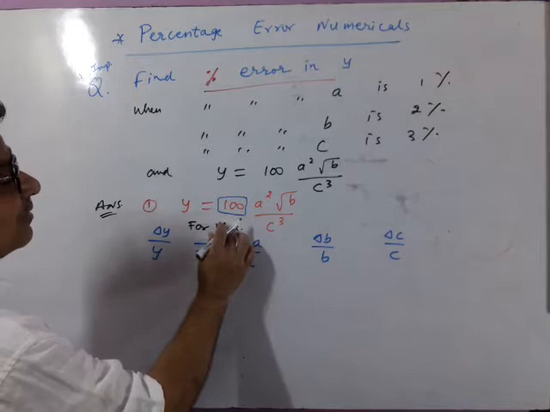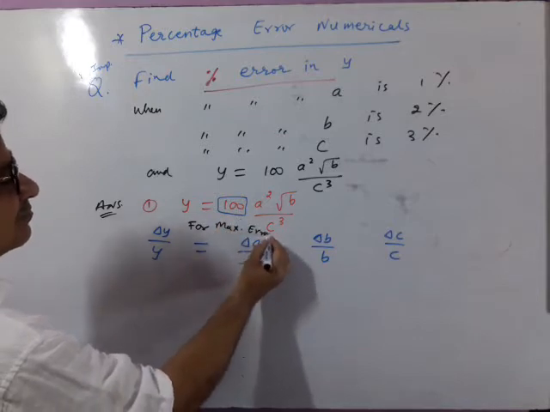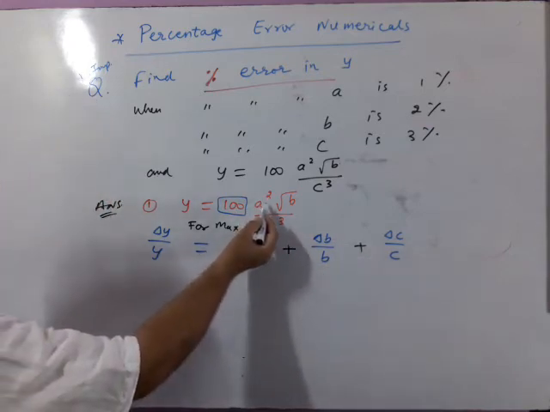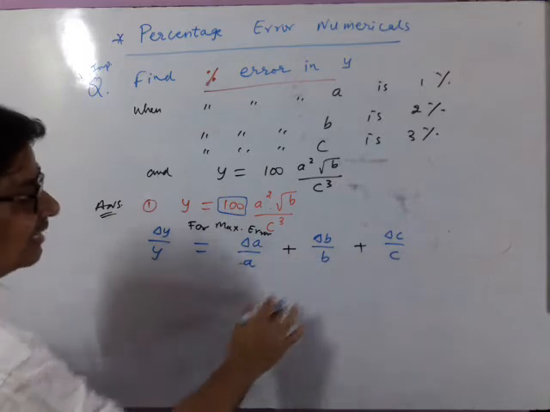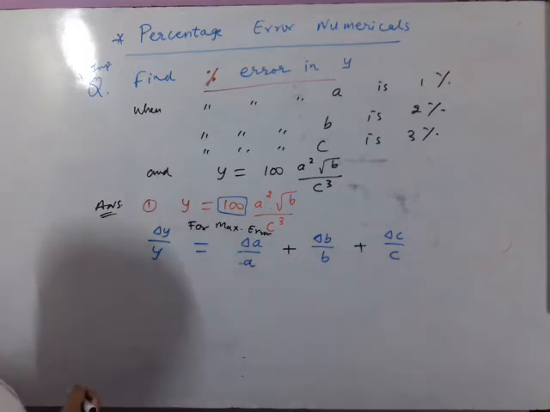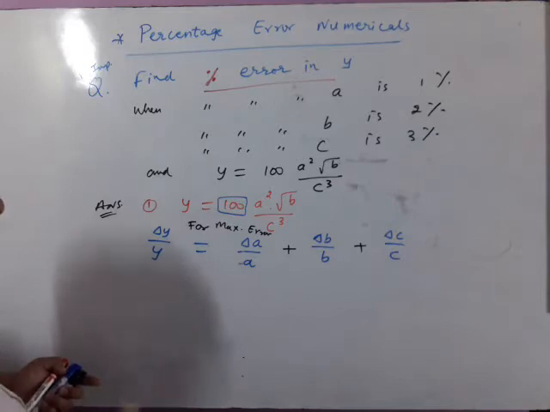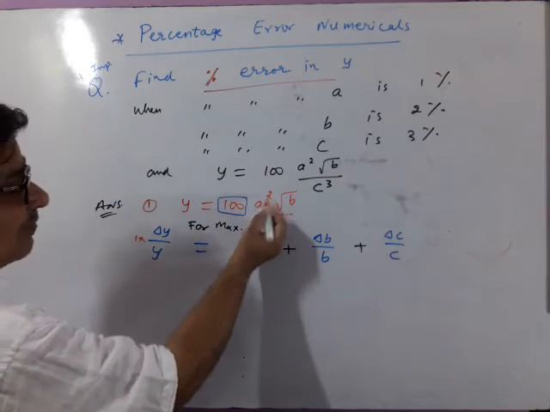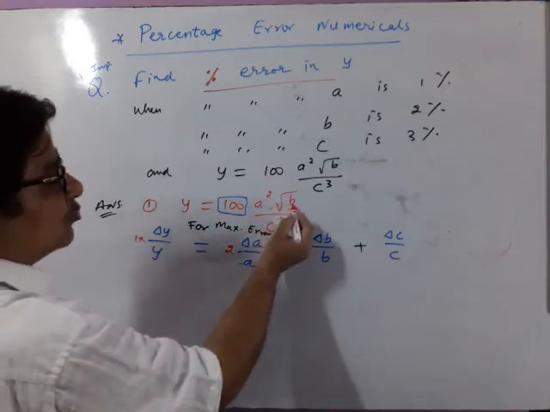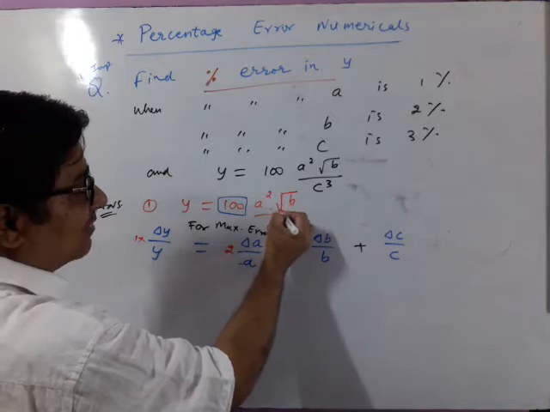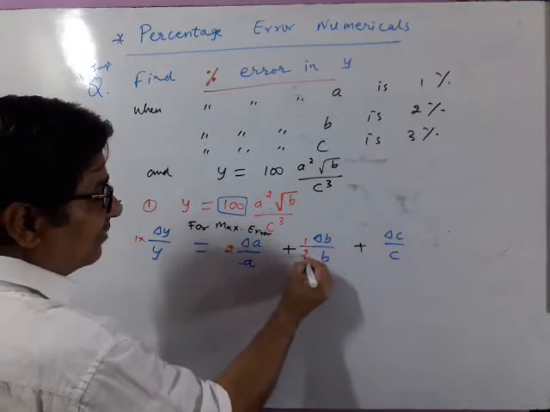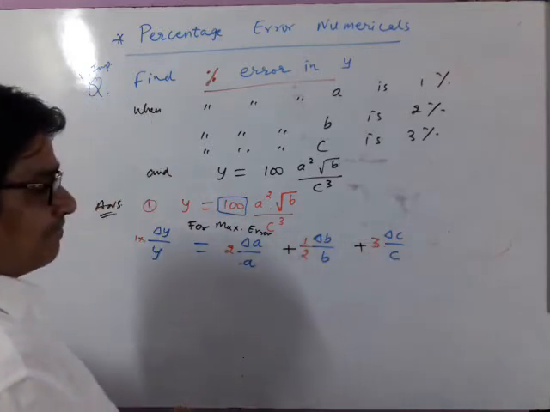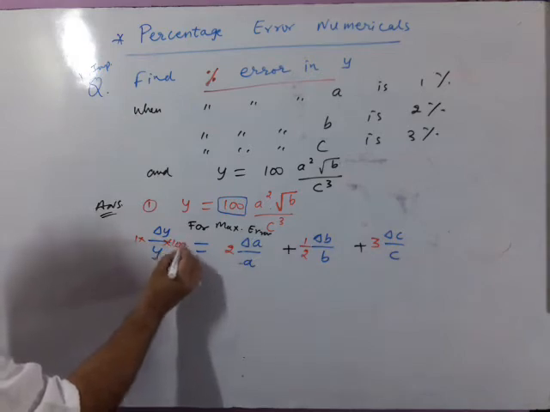Write for maximum error. Put a plus sign in between them, whether they are in the numerator or in the denominator, since we are finding maximum permissible error. Now powers are multiplied. Y raised to the power 1 into 1, A raised to the power 2 into 2, B raised to the power root. Root means power 1 by 2, right here 1 by 2. C cube, C raised to the power 3, multiplied by 3. Now multiply both sides by 100.